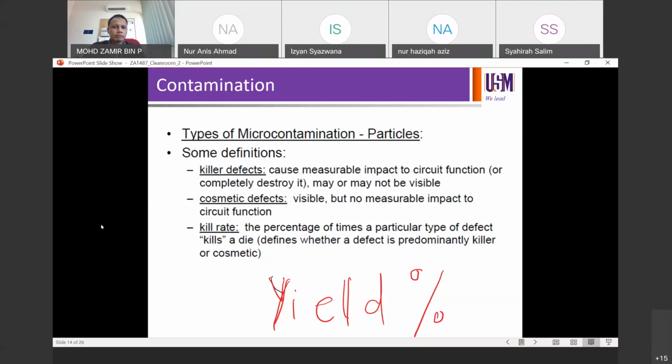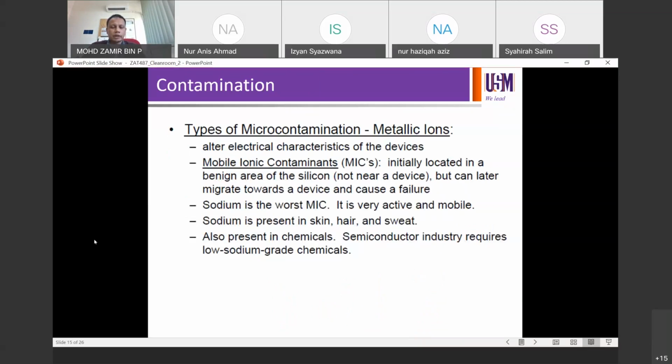Next, other types of micro-contamination or contamination is metallic ions. Kita dah belajar hari tu, if you have the metal in your device, then there will be trap states in the band gap, in the forbidden gap. They can also alter electrical characteristic of your devices, because if you have your channel here, then you have metal sitting somewhere else. So the metal could be an alternative conductive path for the carriers to move. So they can potentially short the device and in fact kill the device as well.